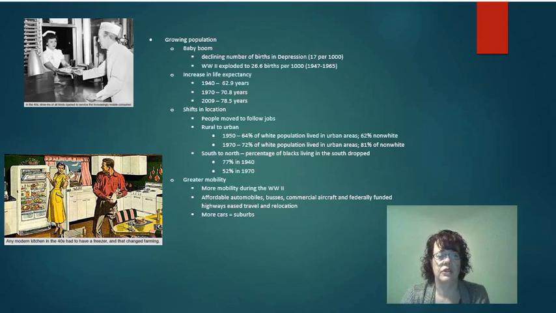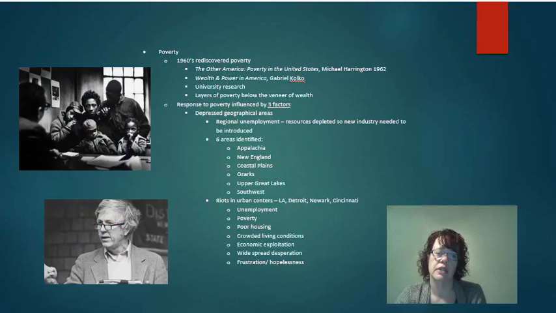Also, automobiles become more affordable. Buses, commercial aircraft, and federally funded highways ease travel and location. The Highway Act that Eisenhower enacts is probably one thing that really changes this country transportation-wise. Because of the proliferation of highways, we really become a car country, and more cars equals more suburbs. People didn't have to live right where they worked, they could travel and commute.